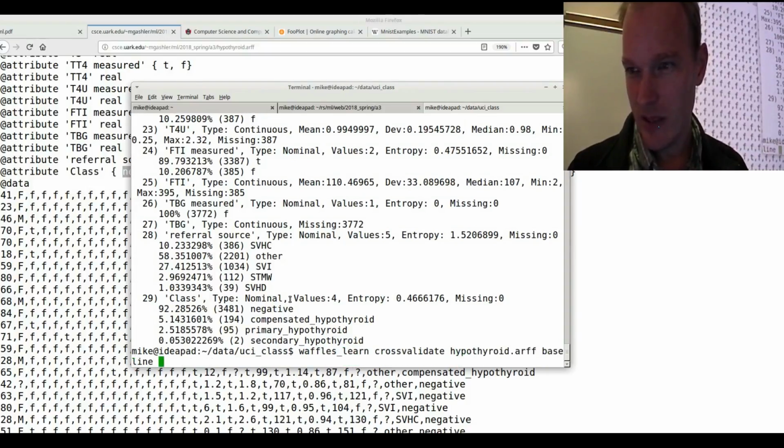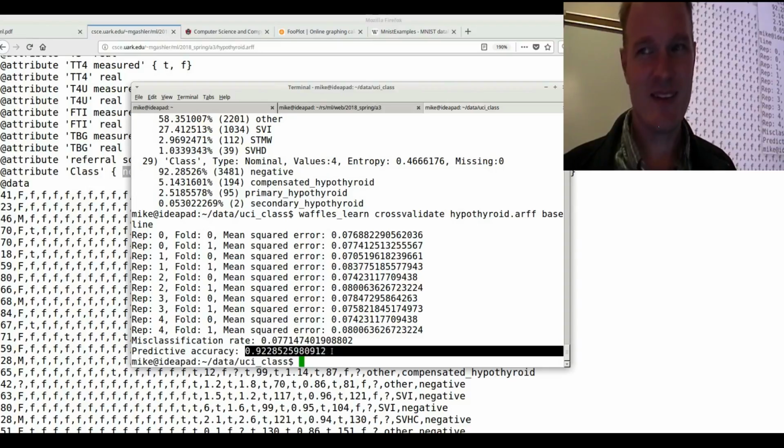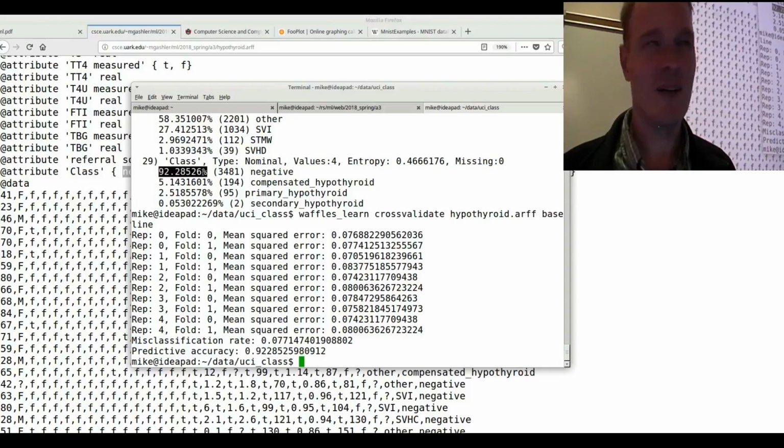hypothyroid with baseline, I get an average of 92.28% misclassification rate. Or no, predictive accuracy. 7% misclassification rate. Where did that number come from? Well, it's the same as that number, right?